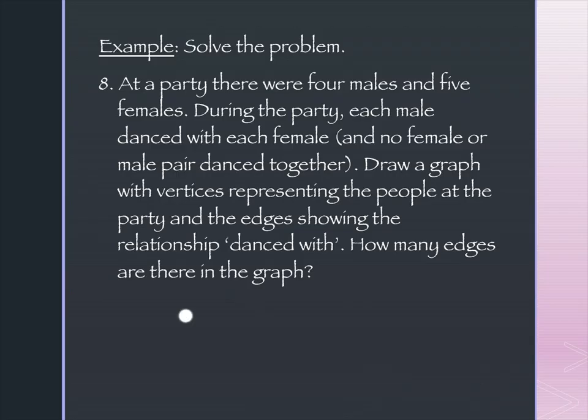Okay, so we're going to put our 4 males on the left. Those are our males. And just as a reminder to us, let me put it over here because it said there were 4 males, right? And then I have 5 females: 1, 2, 3, 4, and 5. And over here are our female vertices. Okay, everybody good?